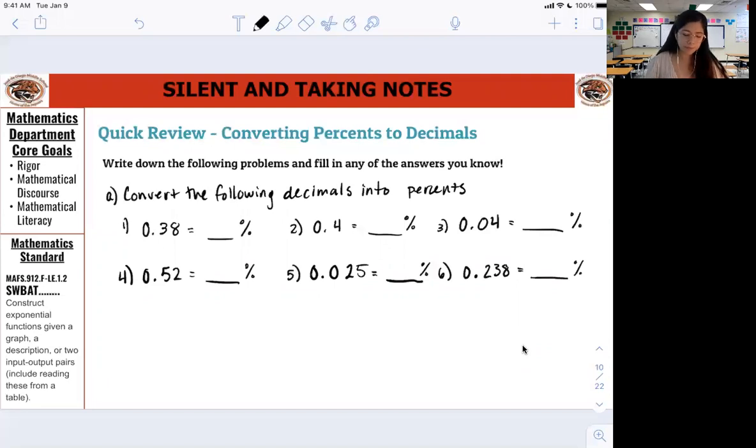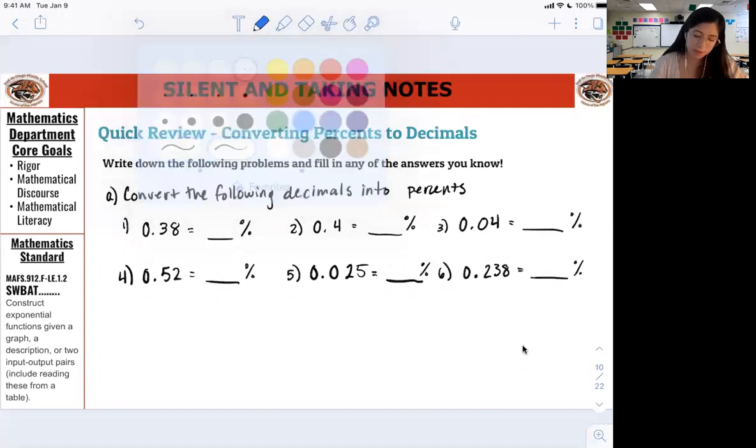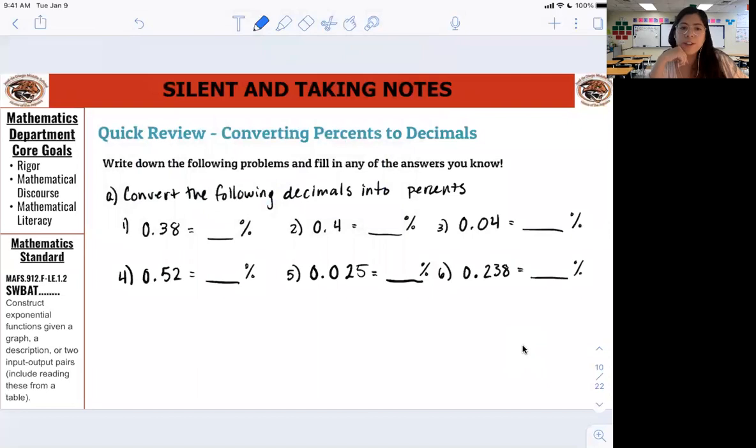Alrighty. 0.38. 38%. Good, 38%. How do you do that? What are a couple of strategies? How do I turn a decimal into a percentage? Anyone can answer that. You turn it into 100.